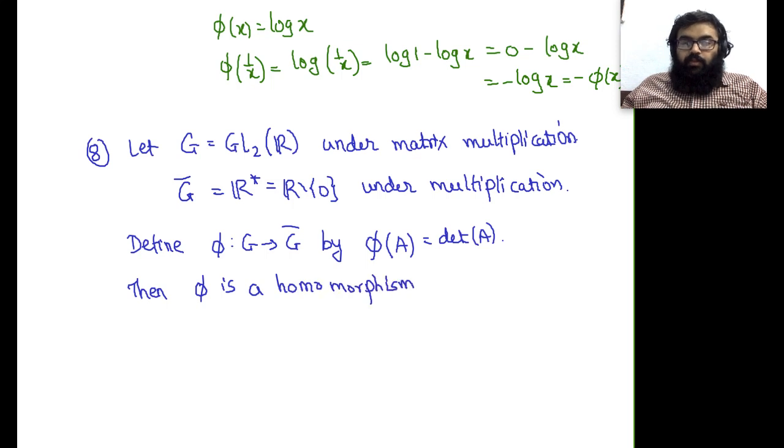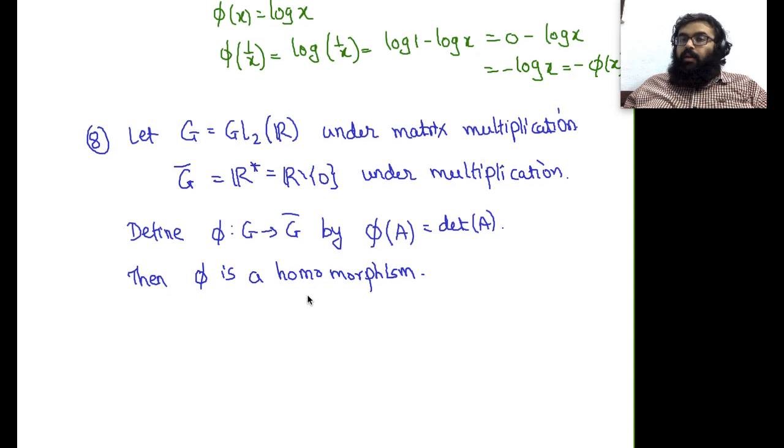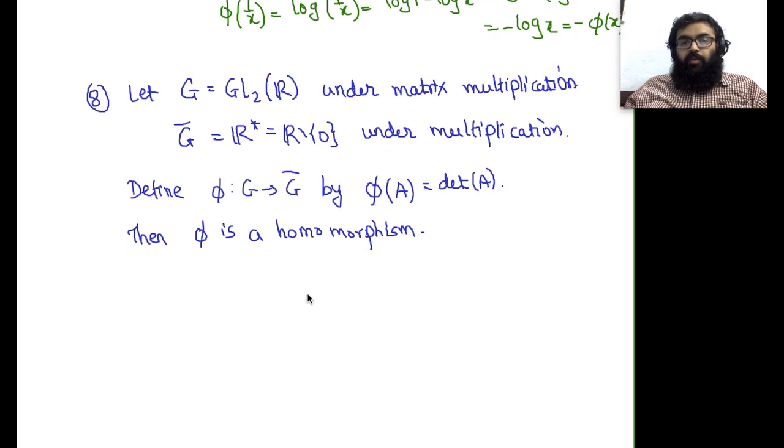You can check that this will be onto, and whether it is 1-1 or not. It is not 1-1, since two matrices may have the same determinant. And it is onto because we have considered R star. So this is an onto function, and it's a homomorphism. So this much we had seen, and then one more thing which we are observing.